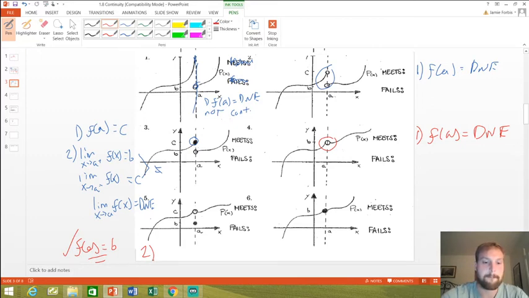Actually, this is probably a good thing to write out. I'm going to say the limit as x is approaching a from the right of f of x is equal to the limit as x approaches a from the left.